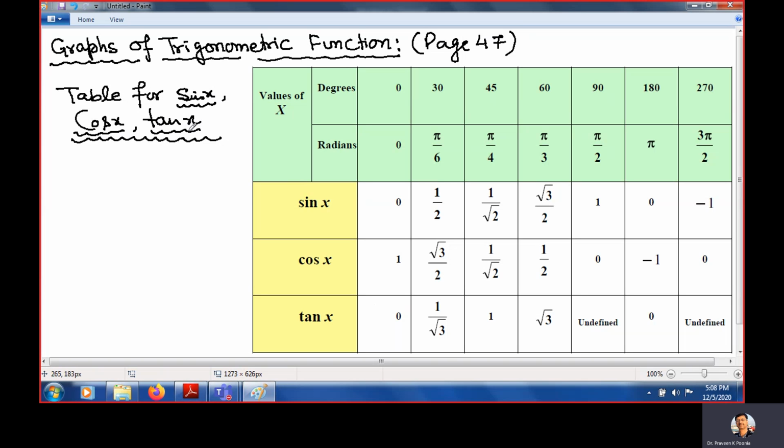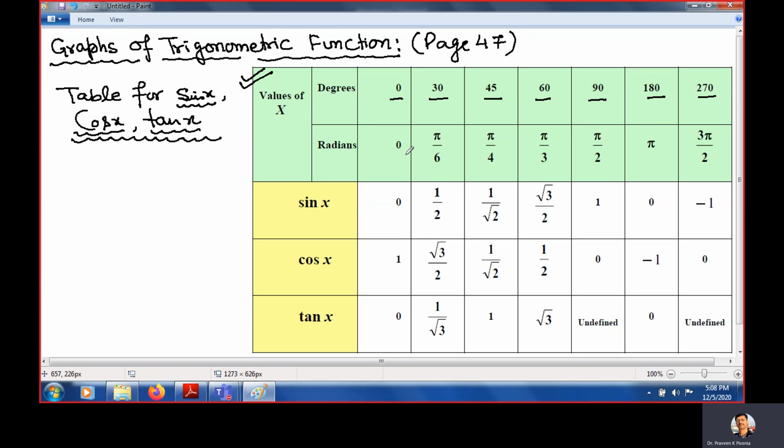But before we start learning graphs, there are 2 important things we are going to learn. The first thing is this table. This is a very important table. We are making the table for some specific values: 0 degree, 30 degree, 45 degree, 60 degree, 90 degree, 180 degree, 270 degree. This is about the specific values.